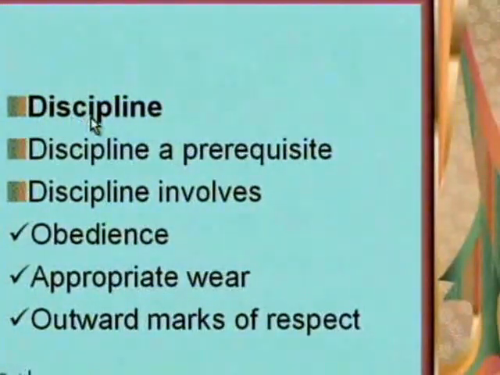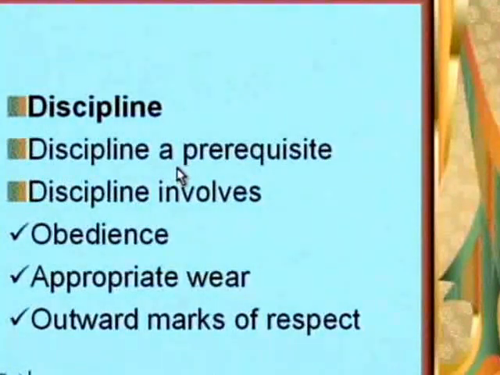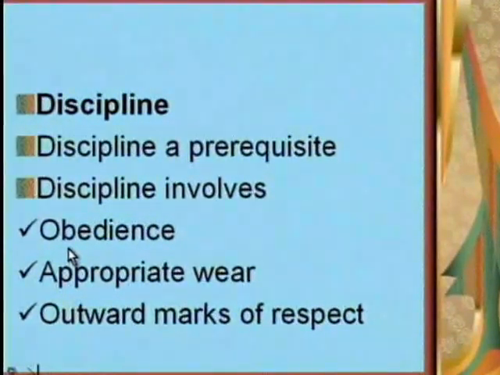Next principle is discipline. Discipline is a prerequisite for the efficient function of any company. Discipline involves obedience, appropriate wear, outward marks of respect. In discipline, there should be obedience from the subordinates to the superior, and also workers should properly dress so that they can be identified as workers with discipline, and they should also have outward marks of respect. They should not be arrogant in their work.